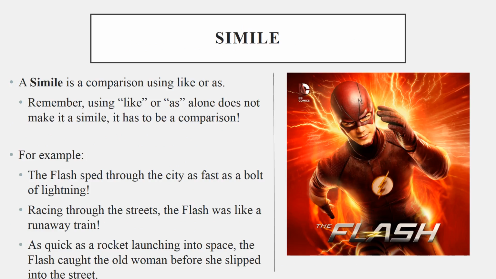The first type of figurative language that we're going to go over is similes. A simile is a comparison using like or as. Just so you know, just using the word like or as alone does not make it a simile. It has to be a comparison. So for example, the Flash sped through the city as fast as a bolt of lightning. In this, the Flash is being compared to a bolt of lightning.